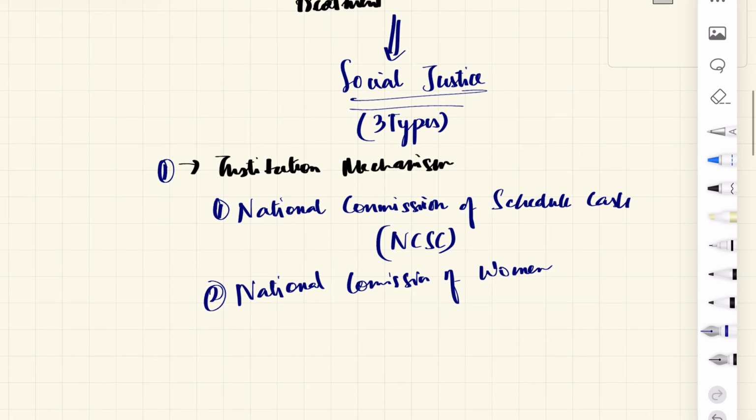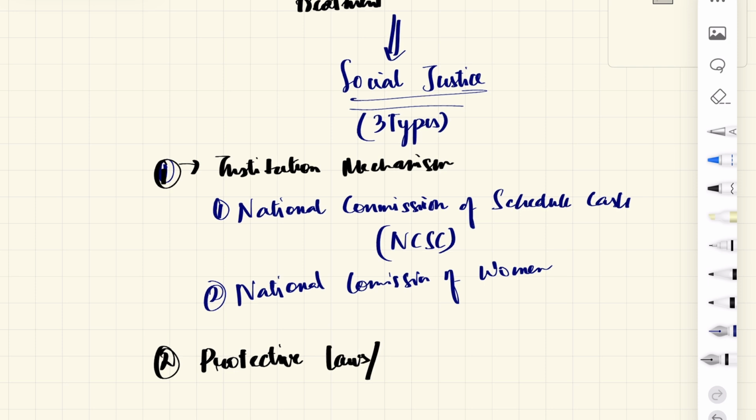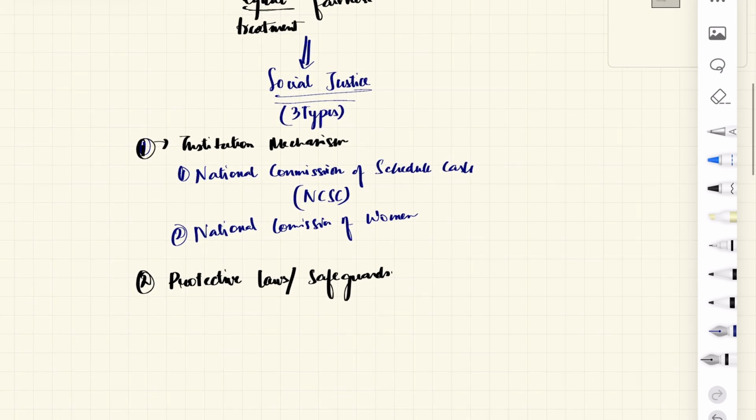Okay, this is the first mechanism, the institutional mechanism. So what will be the second thing? The second thing is about protection, right? We need to protect it. This will be a protective law, or maybe a safeguard for them. Yes or no? I will give an example.